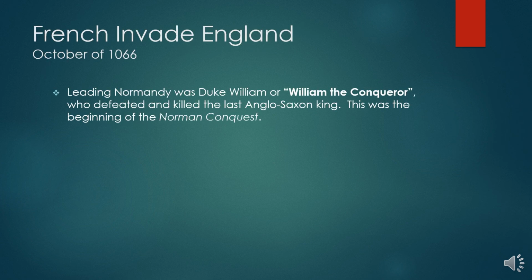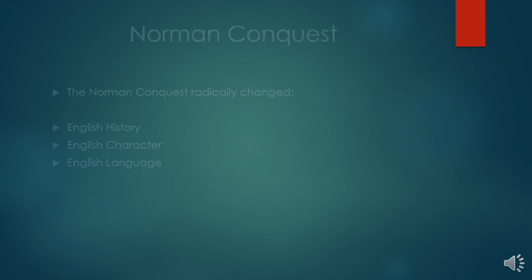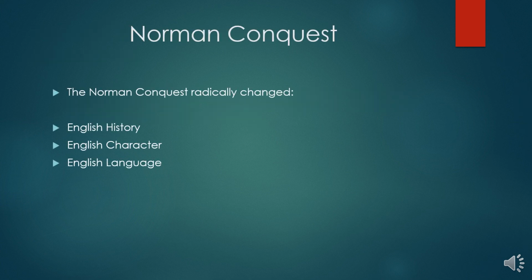The French invaded England in October 1066. The leader of the Normans was Duke William, or William the Conqueror, who defeated and killed the last Anglo-Saxon king, and this was the beginning of the Norman conquest. The Norman conquest radically changed the history, character, and total English language.